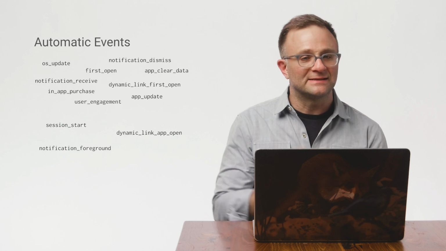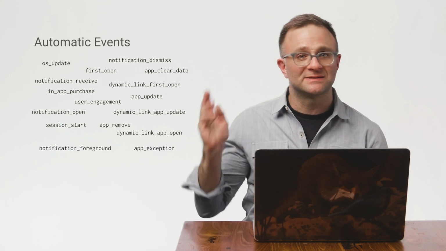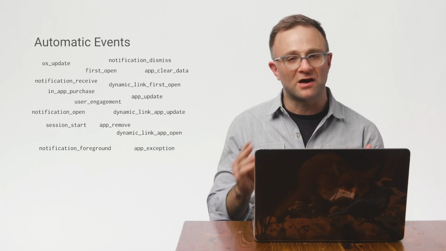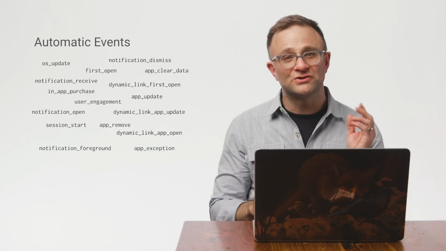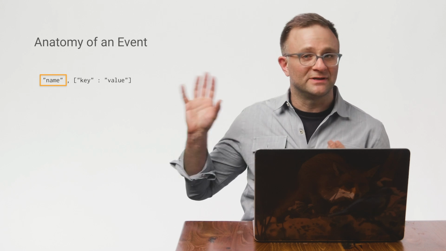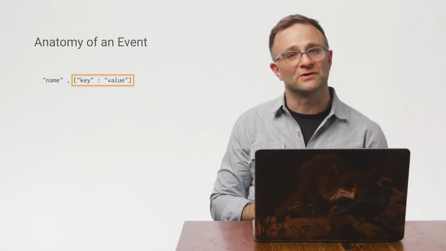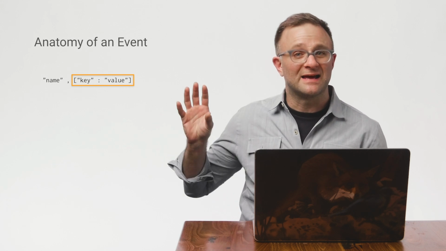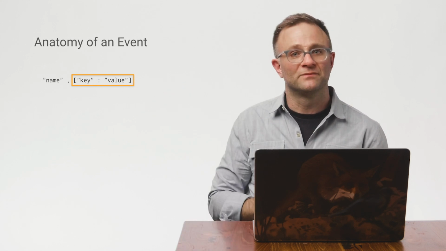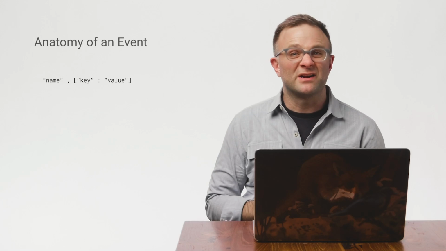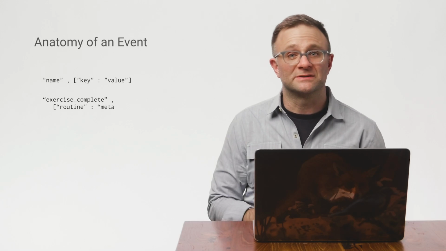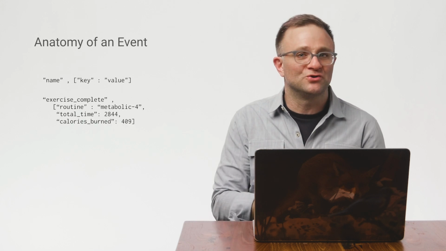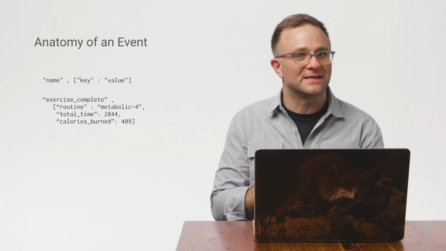Now, there are a few events like session start and in-app purchase that the analytics library is able to track automatically for you. But for most others, you're going to need to log them yourselves. Now, an event consists of a name, which is simply a string, and then an optional list of parameters. These parameters are represented as a dictionary where you have strings for the keys and then either strings or numbers for the value. For instance, if you had an exercise complete event for your fitness app, you might want to include the exercise routine as one of the parameters, and maybe the total amount of time your user spent exercising or how many calories they burned.